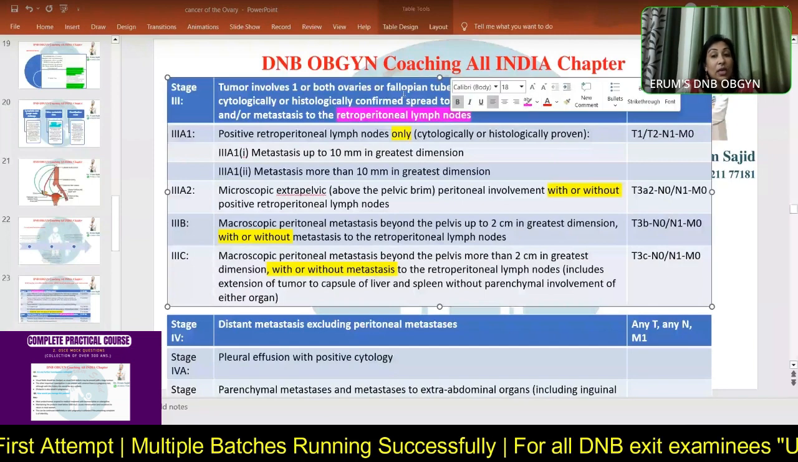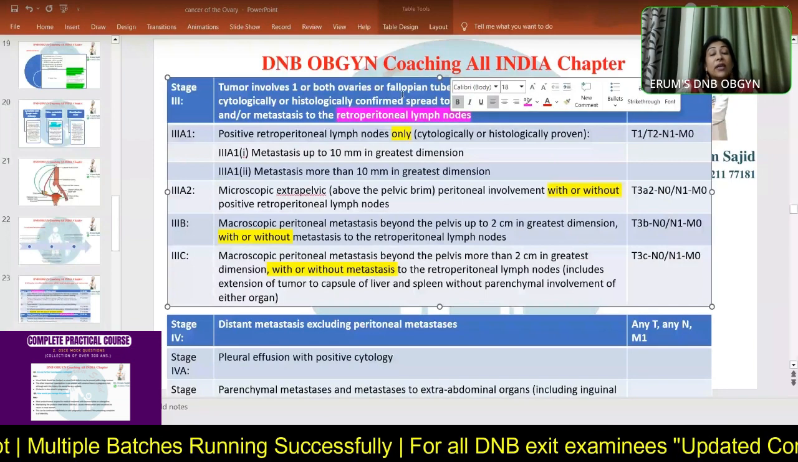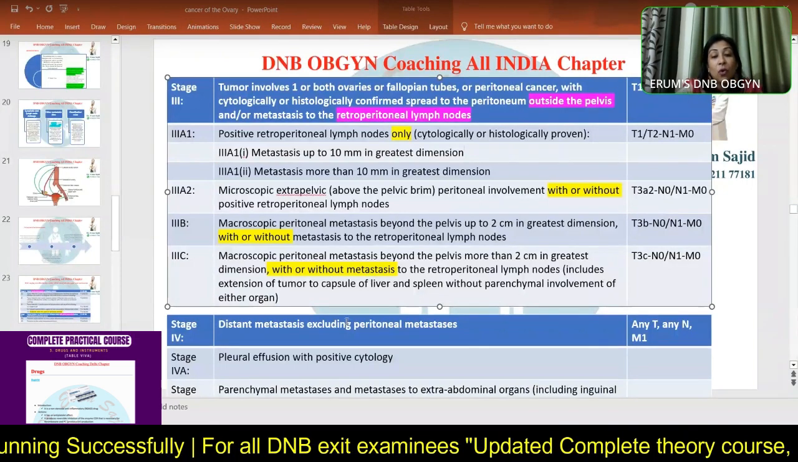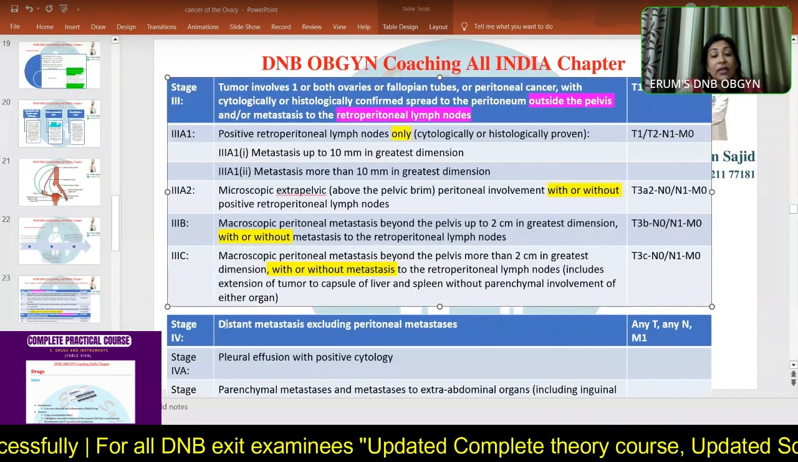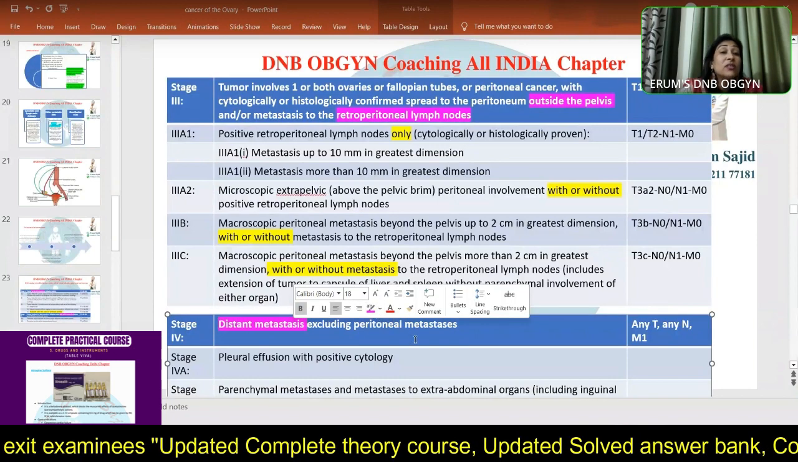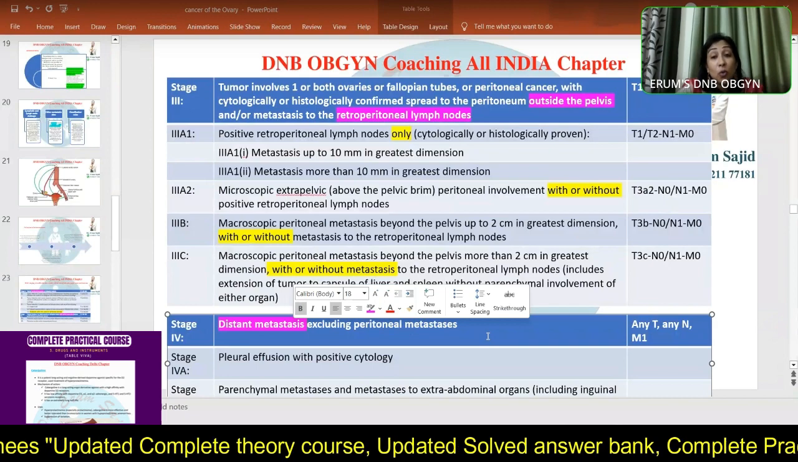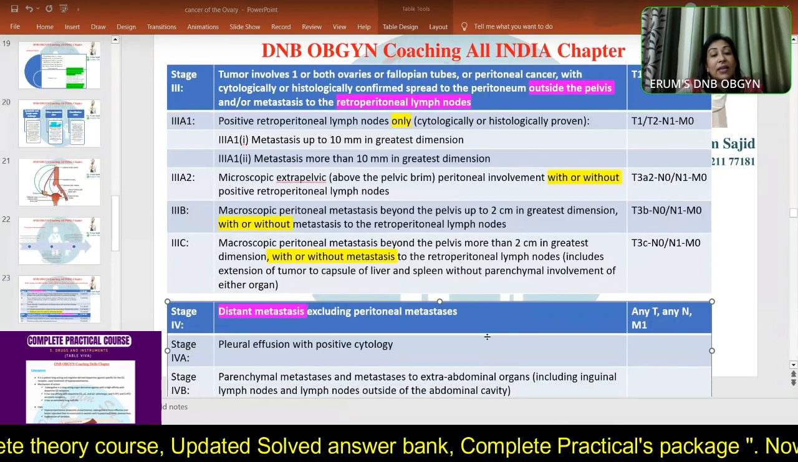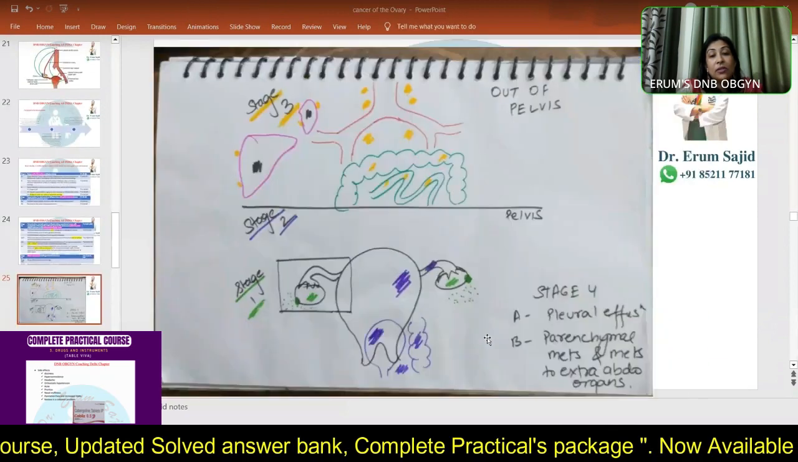Remember, stage 3. What is stage 3? Gone outside the pelvis and having retroperitoneal lymph nodes. And of course, excluding distant metastasis, that's the word for stage 4 always. But here stage 4 is not different from what you have heard or have been dealing with until now. And with that comes my beautiful slide.